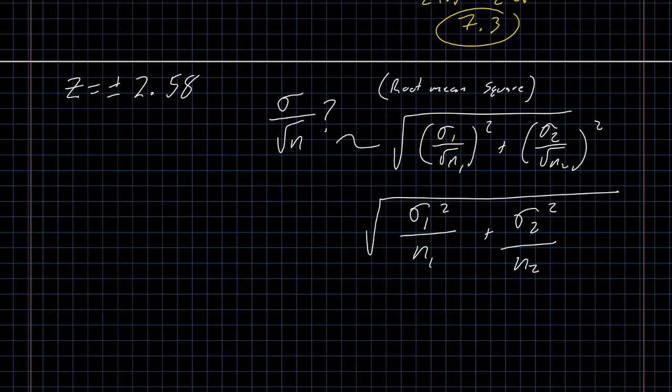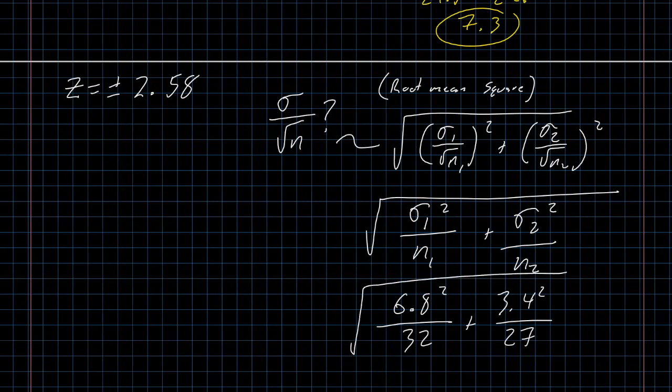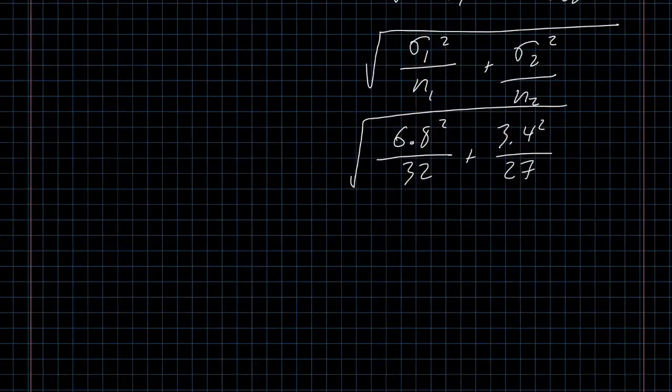So in our case, sigma 1 is 6.8, n1 is 32, sigma 2 is 3.4, n2 is 27, and then we want the square root of all of that, which my calculator is happy to tell me is something in the ballpark of 1.37.